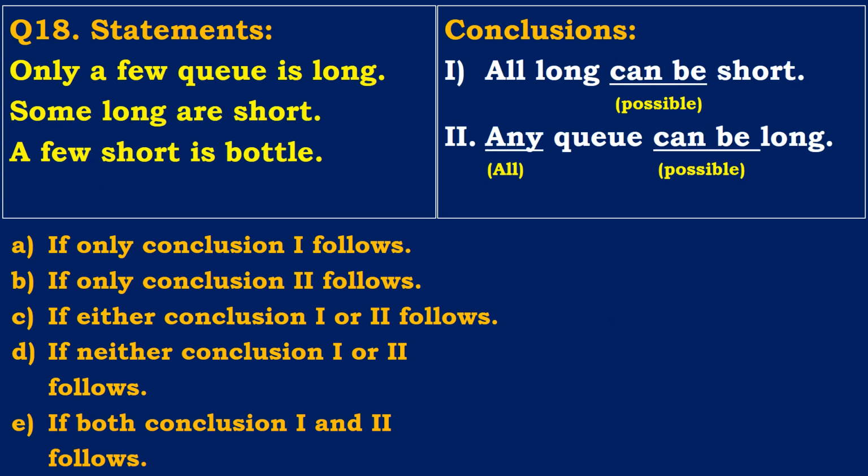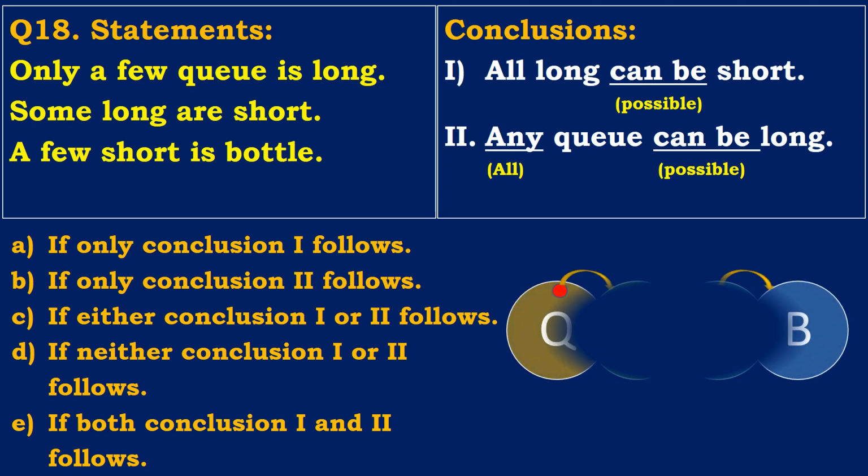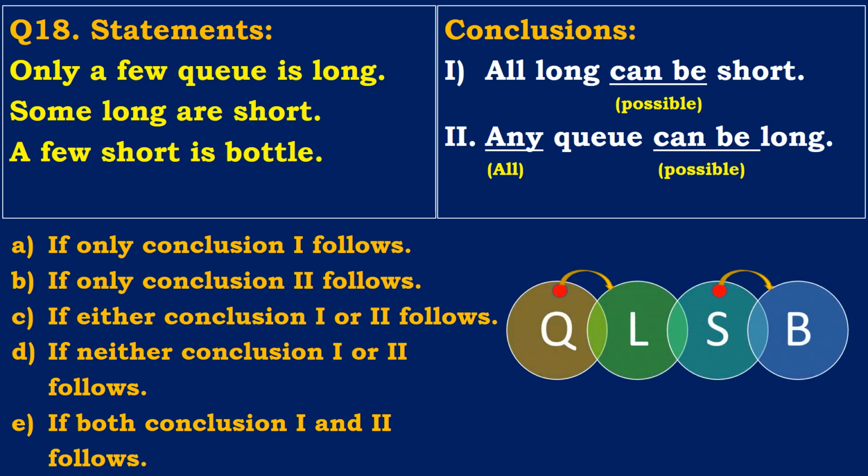Challenge 18. Only a few Q is long. Some long are short. A few short is bottle. Conclusions: All long can be short. Any Q can be long. According to the Venn diagram, all long are short is possible. Hence, conclusion 1 is correct. Statement 1 clearly says a few Q, not all Q. Hence, conclusion 2 is wrong. As a result, only conclusion 1 follows the statement. Hence, option A is the appropriate answer.